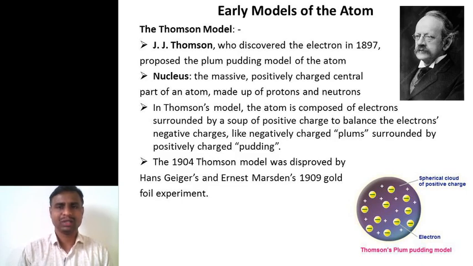So how did he state that the atom is neutral? There is an equal number of positive and negative charges. And why does radiation come out of the atom? He told that because of the vibratory motion of the charged particles about their mean positions, they are responsible for the emission of radiation from the atom.